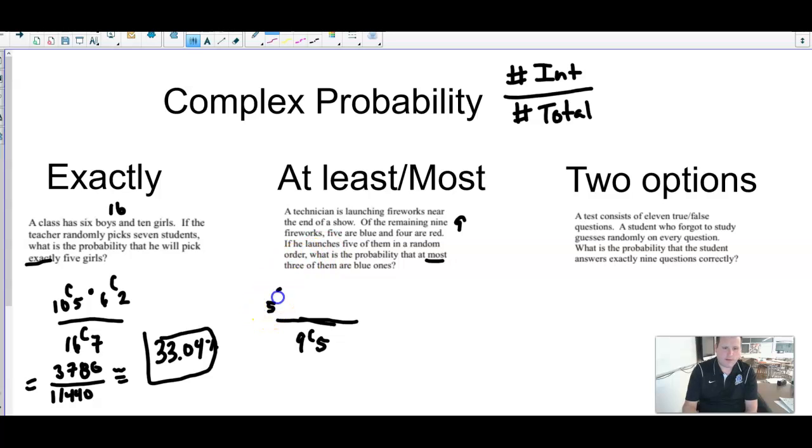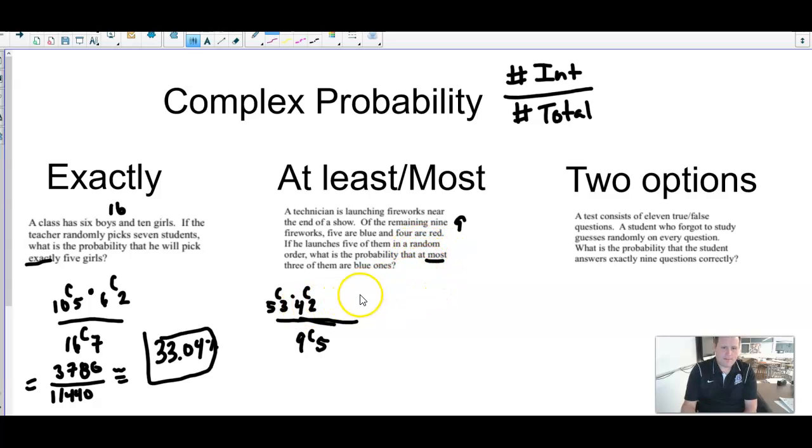So that would be 5 combinations of 3. But then the other 2 to make up the 5 that I'm launching have to be red. So that would be 4 combinations of 2, and I'd multiply those. That would be exactly 3 blues and 2 reds is what that would be.